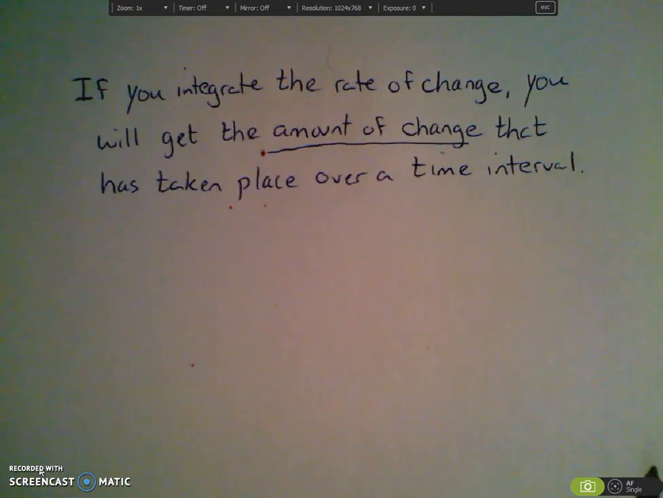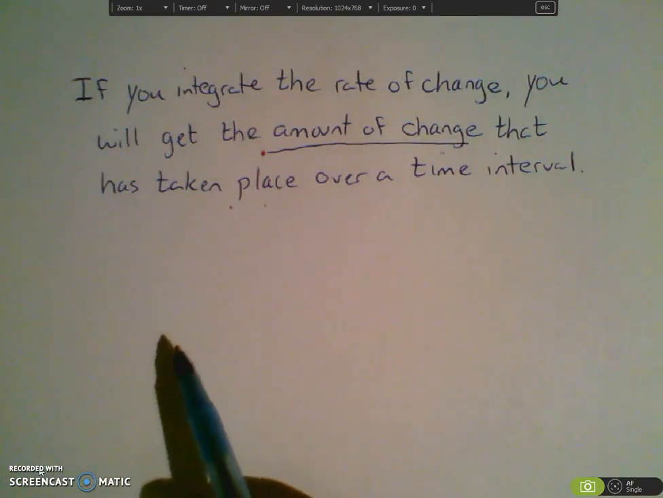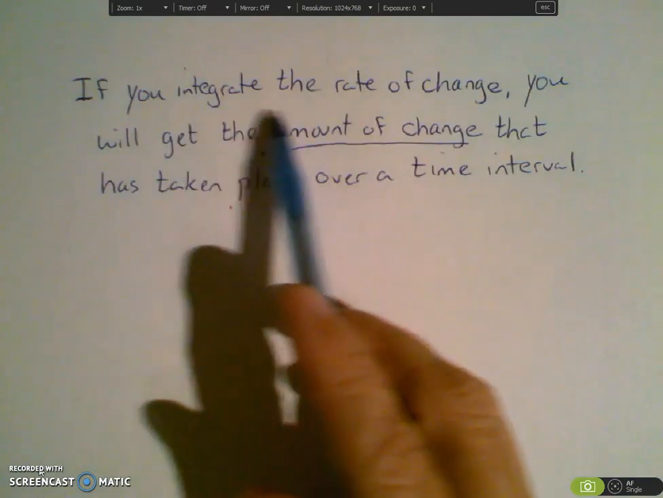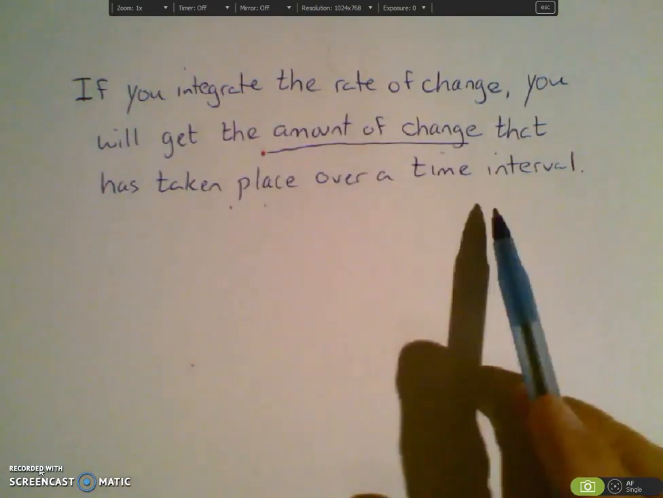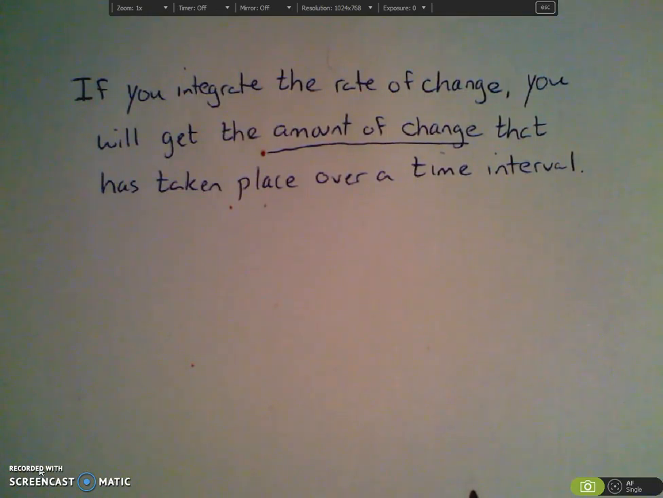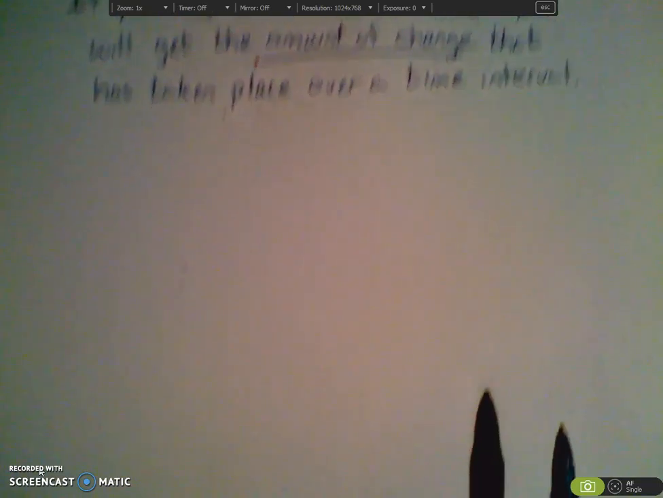In this video, we're going to be talking about what we find when we integrate the rate of change. Here's the important thing that I need you to keep in mind. If you integrate the rate of change, you will get the amount of change that has taken place over a time interval. Let's look at a few specific examples.